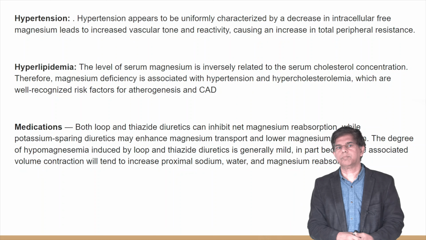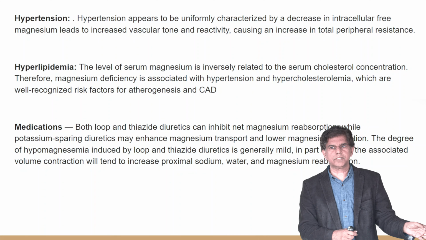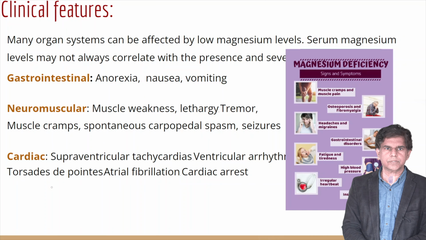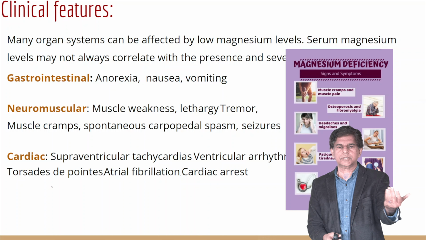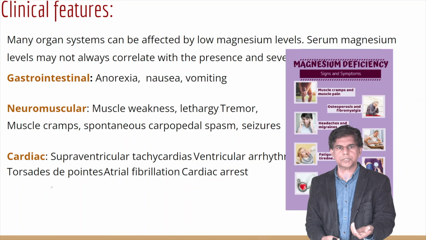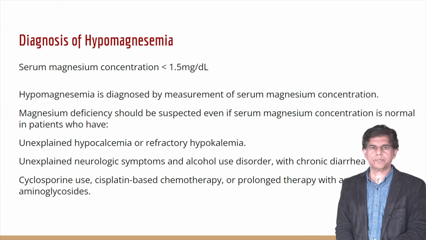So hypertension, hyperlipidemia. What happens in hyperlipidemia? Serum magnesium level is inversely related to the serum cholesterol concentration, and then you have a lot of medications associated. Clinical features: we talk about all this, clearly mentioned here. The gastrointestinal features, like anorexia, nausea, vomiting, and neuromuscular features: muscle weakness, lethargy, tremor. Cardiac, you can have arrhythmia. So be very careful about that.